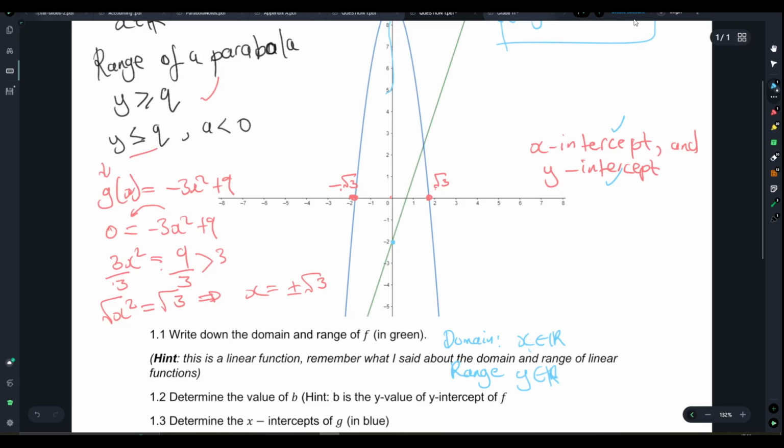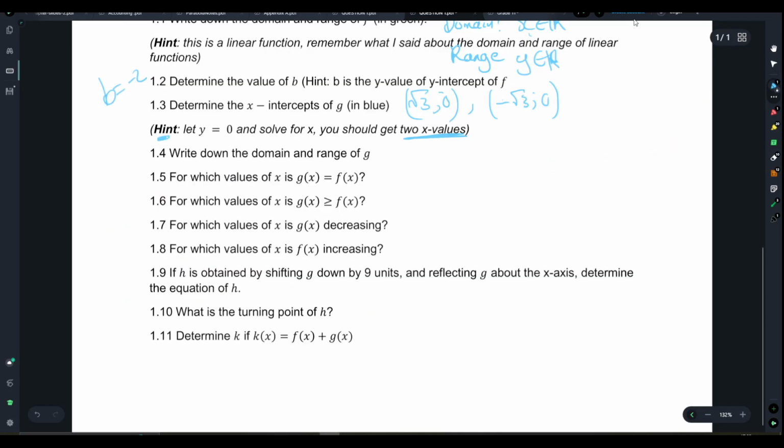Okay, here's a hint. Let y be 0 and solve for x. You should get 2 x values. The reason you get 2 x values is because this is a parabola. A parabola has 2 roots, right? Of course, there are some parabolas that will have 1 root. There are some parabolas that really don't have a root, they just sit above. In this case, the equation has no roots.